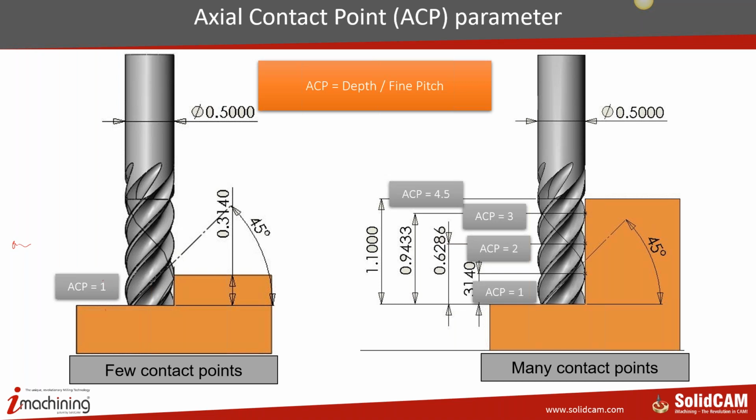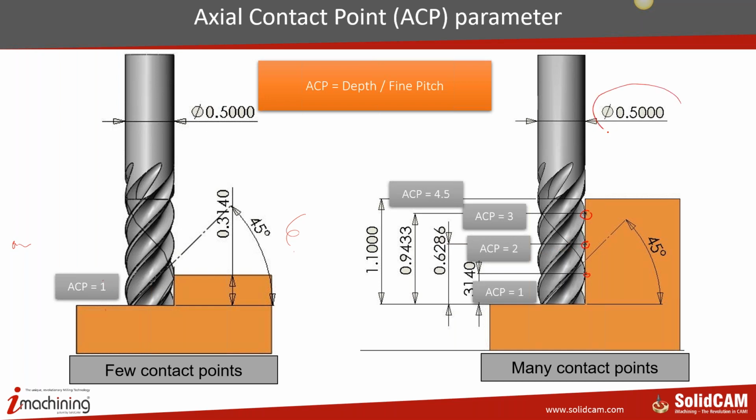The whole thing here is that in axial contact points, we always must strive to achieve a whole number like 1, 2, 3. Now, what are these axial contact points? The axial contact points are these points here, okay? And these are driven by a few things. The number of contact points that are going to be against the wall are actually driven by a few things.